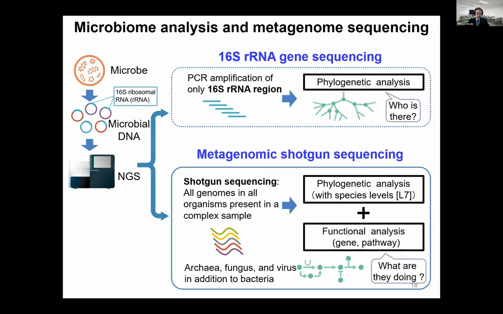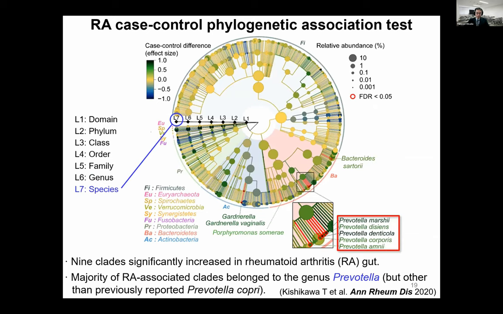So we apply this method to conduct microbiome case control comparison. So here is a rheumatoid arthritis case control phylogenetic association test. Maybe we can call it a metagenome-wide association study. So not GWAS, but MWAS. So here is a figure. The outer layer shows finer resolutions. L7 is species, and we found that taxa, especially belonging to Prevotella, are significantly increased in the gut of rheumatoid arthritis patients. It's really interesting because we have learned that RA is a disease of immune and blood and bone, but the microbiome is also another component of the disease.